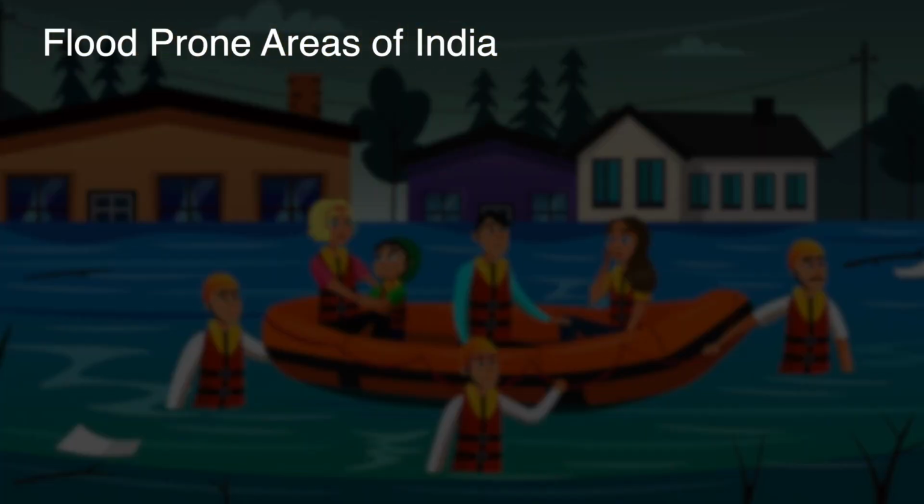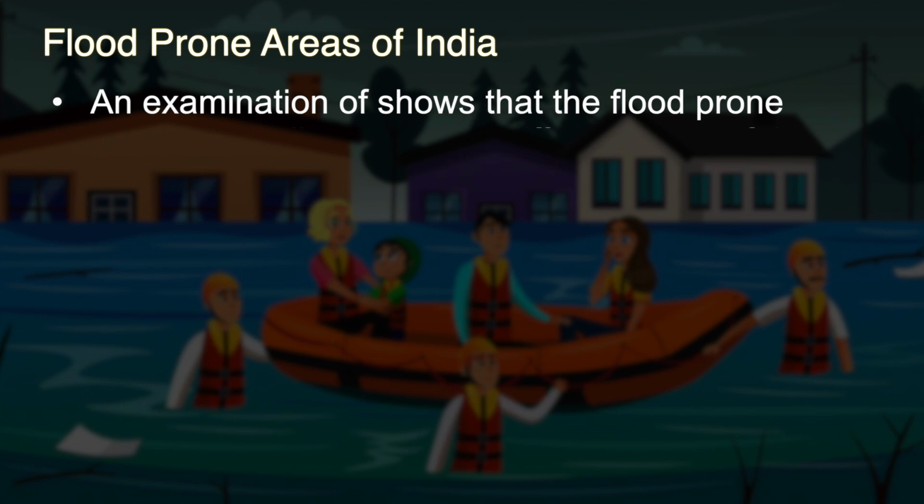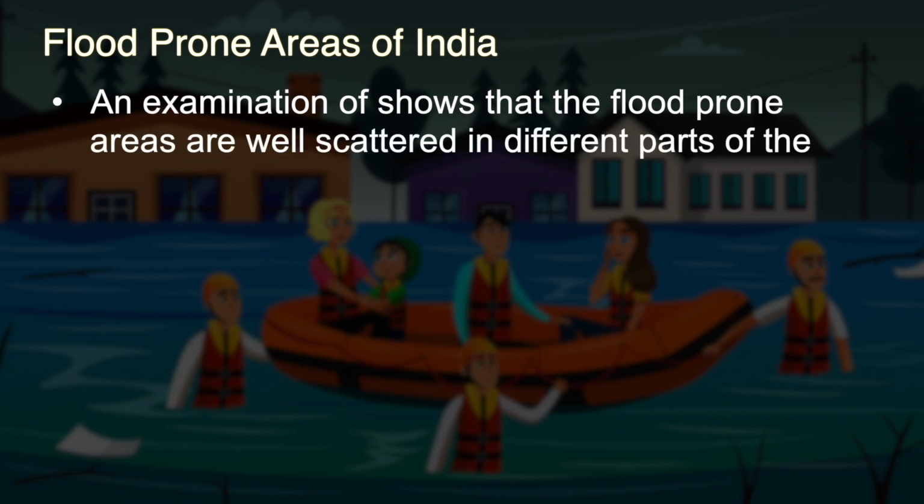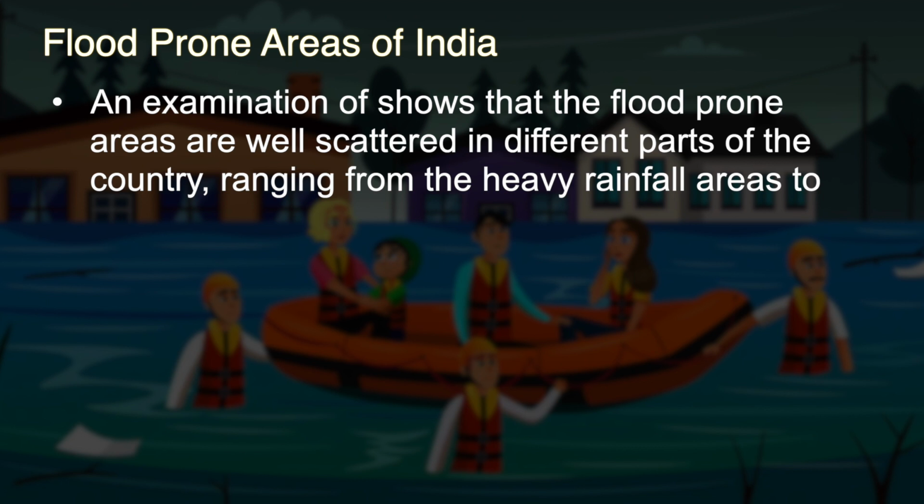Now let's look at the flood-prone areas of India. Out of the country's total geographical area of 329 million hectares, about 45 million hectares, which is 13.6% of it, is prone to floods. An examination of these regions shows that the flood-prone areas are well scattered in different parts of the country, ranging from heavy rainfall areas to the scanty rainfall areas.